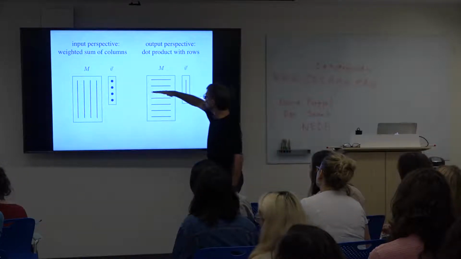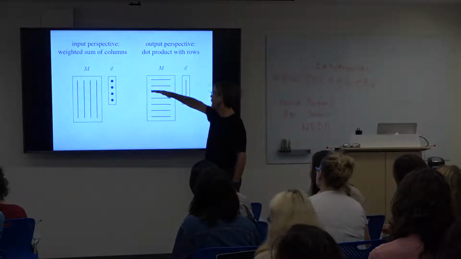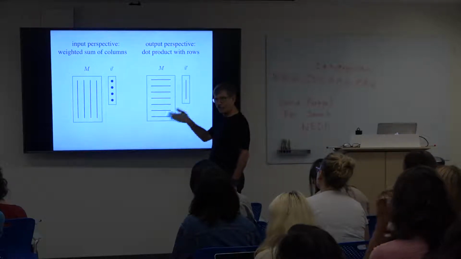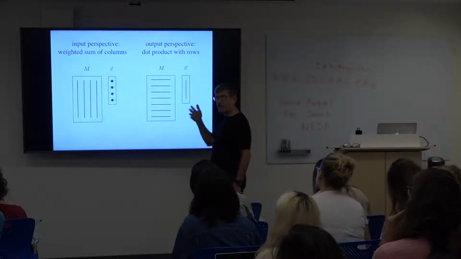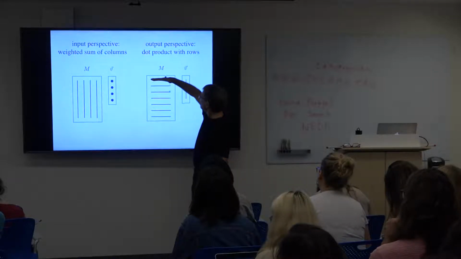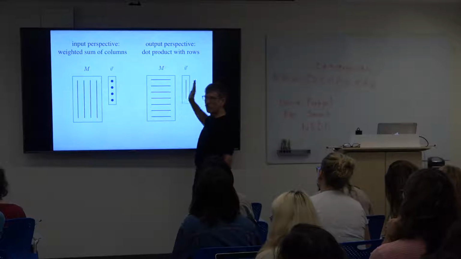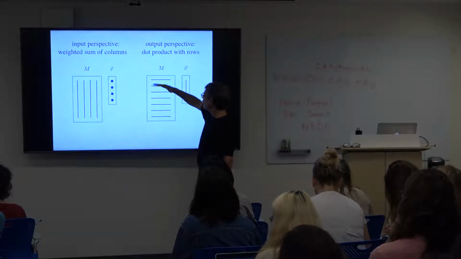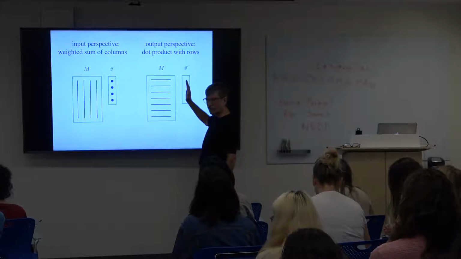In other words, I take the third row of the matrix, tip it over, multiply and add, otherwise known as we compute a dot product. Okay? So matrix multiply, the output is a dot product of each row of the matrix with the input. This dot product will be the first output. This dot product will be the second output, etc.